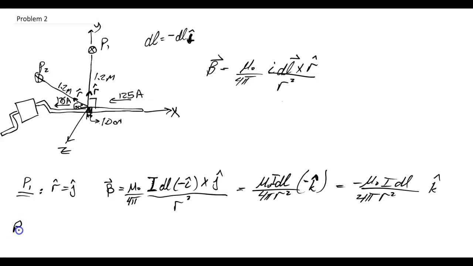For point P2, in this case r hat is going to be minus cosine of 30 degrees I hat plus sine 30 degrees j hat, right? It's a unit vector pointing at 30 degrees from the x direction.